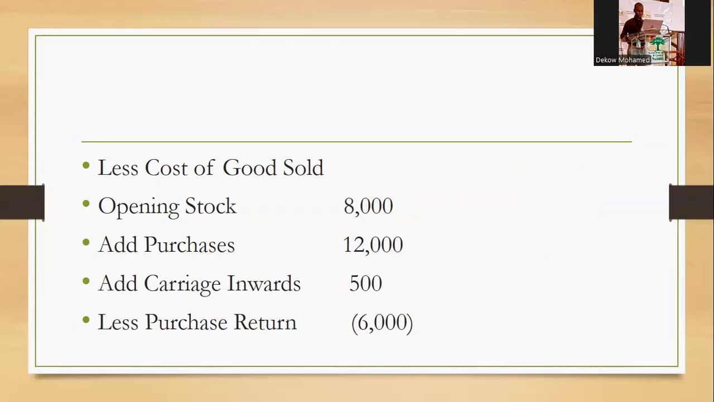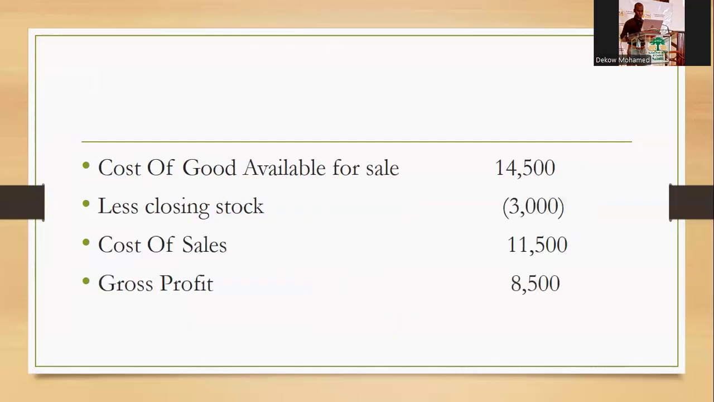We start with the opening stock, which is 8,000. You add the purchase, 12,000. We add carriage inward, 500. Then we less the purchase return, which is 6,000. Now that comes to 14,500. Our cost of goods available for sale now comes to 14,500. From that, we are going to less the closing stock of 3,000. Then we get the cost of sales as 11,500.